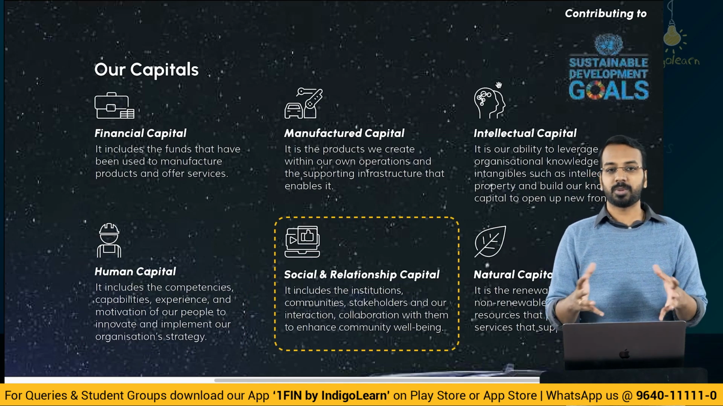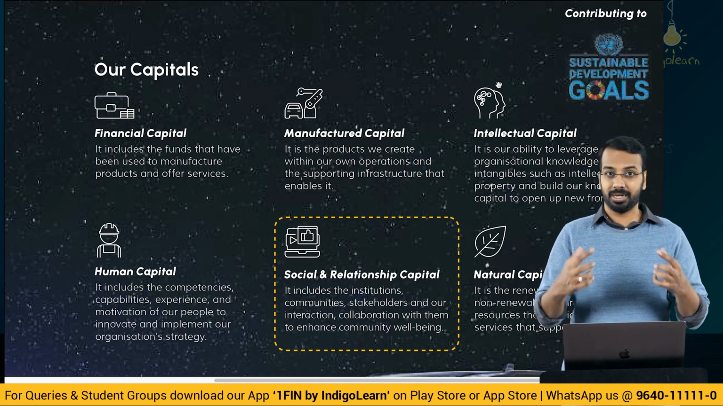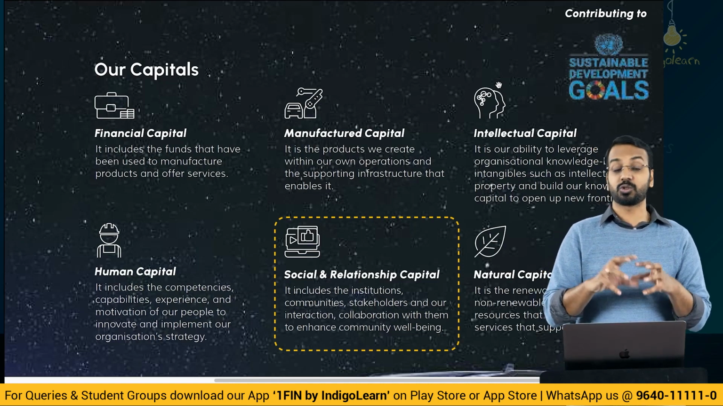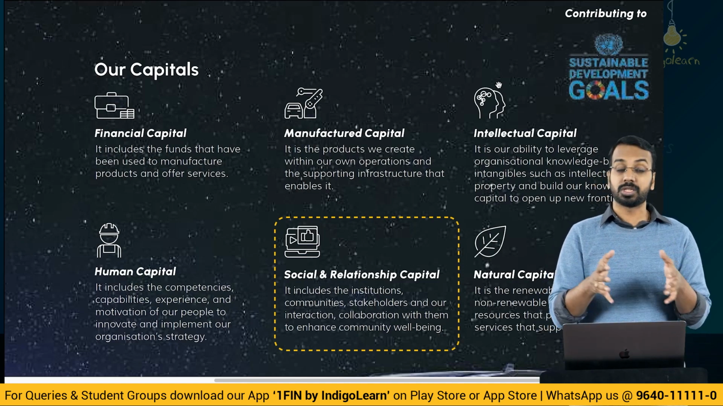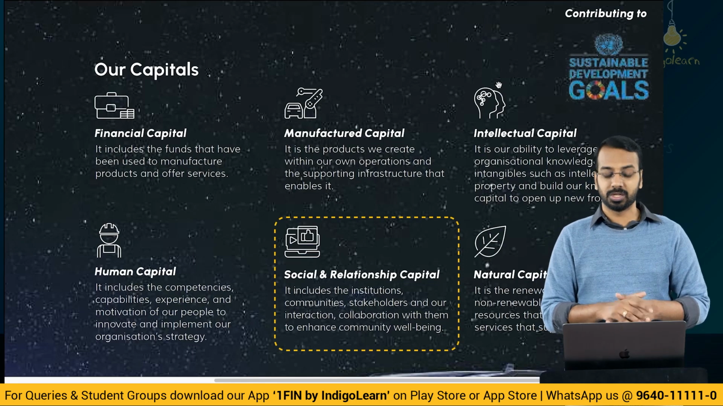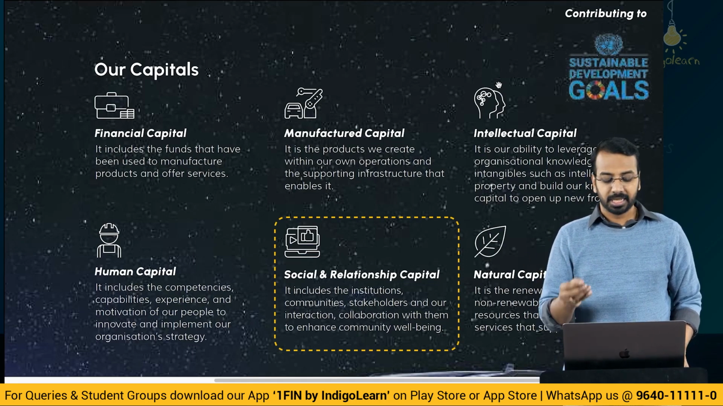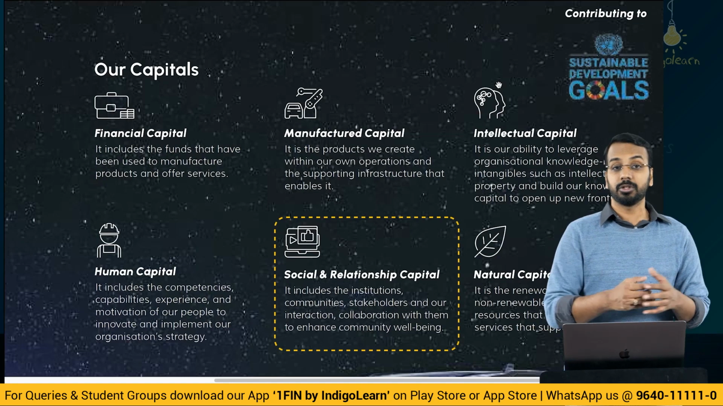Then social and relationship capital. Now social and relationship capital is basically how the company interacts with its society, right? Like we have society, companies also have society, the stakeholders, the society at large, the area in which they operate, all of that constitutes this social and relationship capital. So it includes institutions like banking institutions, communities, stakeholders and our interaction and collaboration with them to enhance community well-being. So something to be done for the society.